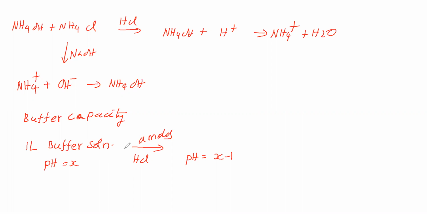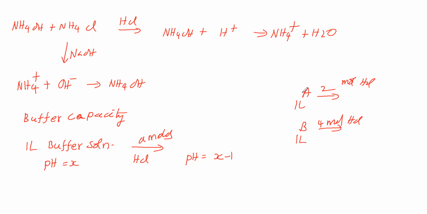Now we will take two different buffer solutions, buffer solution A and buffer solution B. For A, the buffer capacity is, suppose, 2 moles of HCl. For B, the buffer capacity is 4 moles of HCl. That means 4 moles of HCl are required by this 1 liter of buffer solution to decrease the pH by 1 unit. Here, 1 liter of buffer solution A requires 2 moles of HCl to decrease its pH by 1 unit.